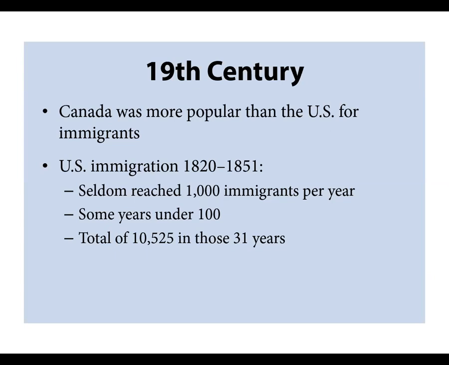For U.S. immigration between 1820 and 1851, Scottish settlers seldom reached the high point of 1,000 immigrants per year. In some years, believe it or not, it was under 100 that we can see from the surviving passenger lists. So some 10,525 arrived in those 31 years. And in most cases, that's not even half the population of a small town here in Massachusetts.